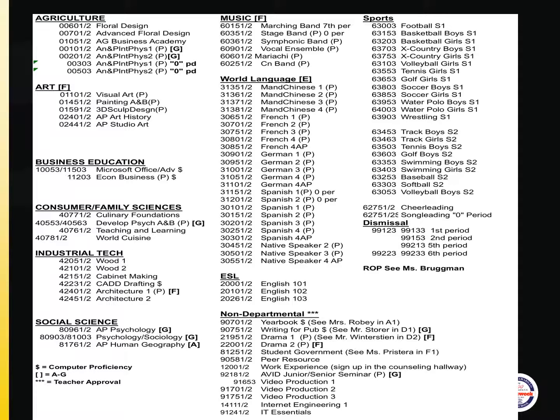Now, going over to the final column, over on the right, under sports. Obviously, if you've been playing sports the first 3 years, you would select that number and we'll get you in the sports class, knowing that you will be on the roster when the coach gets us the roster later on. We also have the cheerleading and song leading, which is a 0 period for the song leading class. And then finally, dismissal.